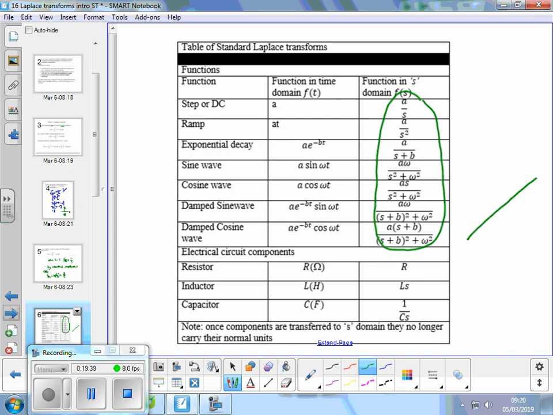Furthermore, when you want to transfer your electrical circuit to the s domain, these are the components. So a resistor of a certain number of ohms just becomes R. Notice, units disappear in the s domain. An inductor, L, is L times s. And a capacitor, C, is 1 over C s. It is not farads or henries and ohms. The units disappear in the s domain.